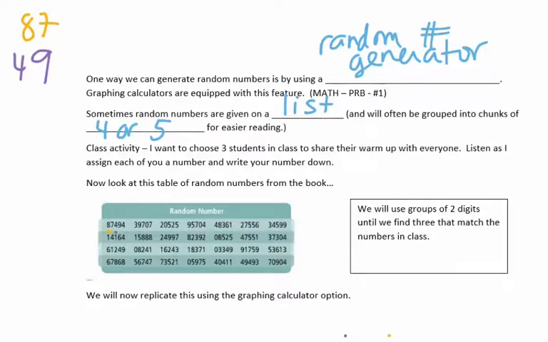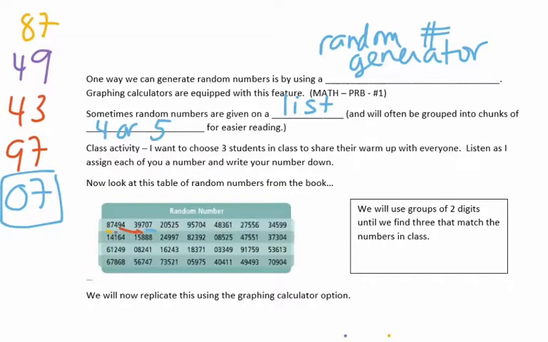So the next 2-digit number is going to be 43. You're just going to go right across the chunk there. Still, we don't have 43 students in the class. Next number is 97. Still haven't come up with a student to put their warm up on the board. But finally, I get 07. And that's going to correspond to student 7. So that's how you get your single digit numbers when you're picking the double digits. So student 7 is going to be the first student to put their warm up on the board.